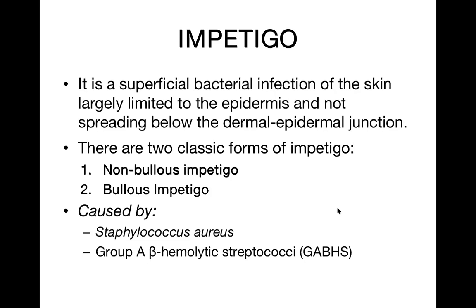Now there are two basic or classical forms of impetigo: non-bullous type and bullous type. Now, we all know what a bulla is. A bulla is a blister. It is larger than a vesicle or pustule, and it is filled with fluid. So bullous impetigo and non-bullous. Bullous impetigo is mainly caused by Staph aureus, whereas non-bullous impetigo is mainly caused by Streptococcus pyogenes or group A beta hemolytic streptococci.